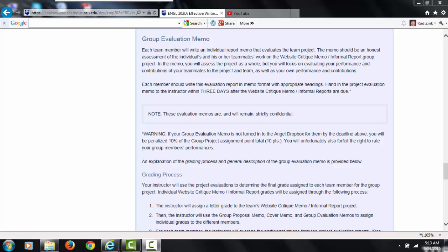The last document of this assignment prompt that you need to complete is one that you will draft and complete individually. The group evaluation memo is a significant document to the project because your instructor compiles each group member's evaluations of the group to determine every group member's individual grade. Your instructor will need to have these documents within 3 days after your website critique and redesign memo is due in order to get everyone's grades figured out.